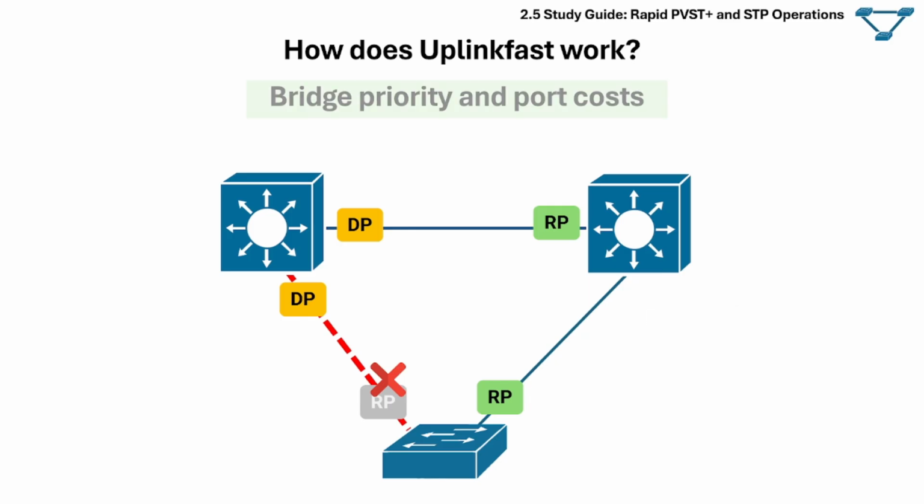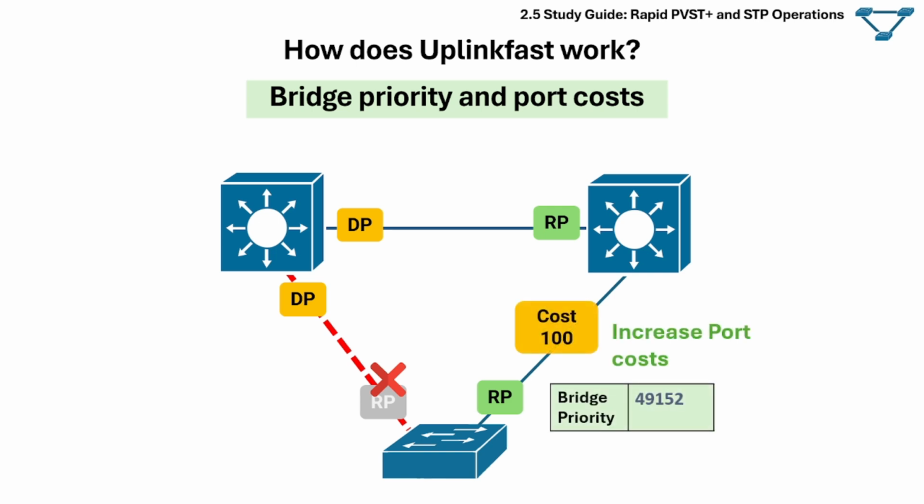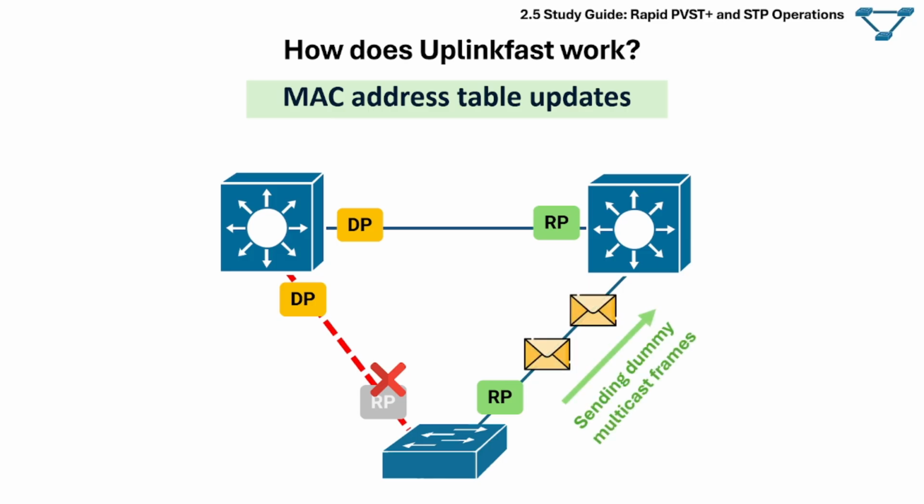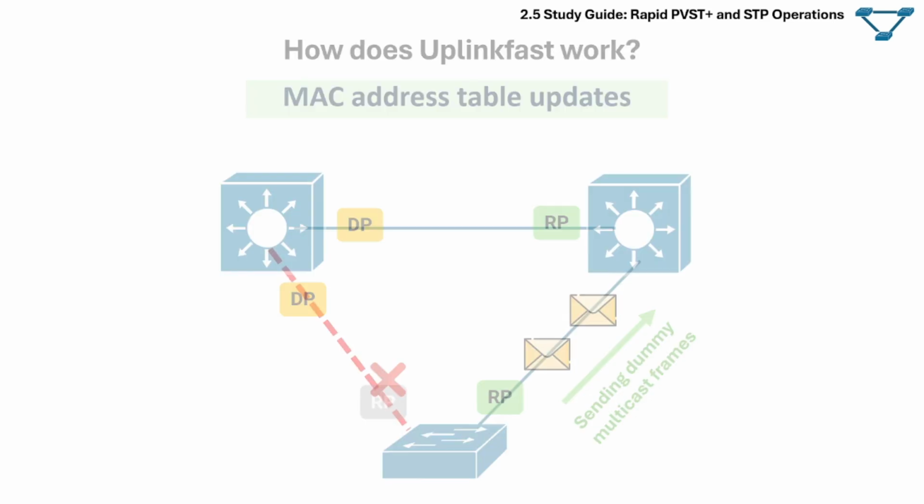Next is bridge priority and port cost. UplinkFast modifies the switch's bridge priority, typically to 49152, making it less likely to become the root bridge, and increases the port cost of all its ports, further ensuring it doesn't become the root bridge unnecessarily. And last is the MAC address table updates. Since the switch's MAC address table may be outdated after the root port failure, UplinkFast may also flood the network with dummy multicast frames to update the upstream switch's MAC address tables via the new root port.